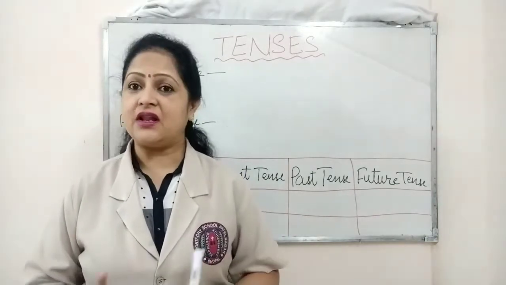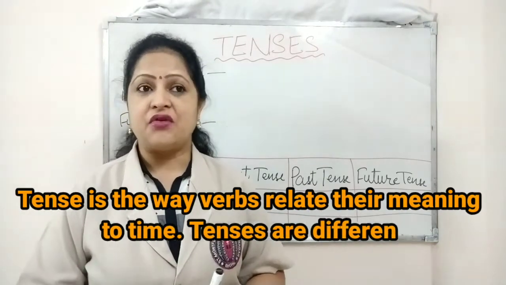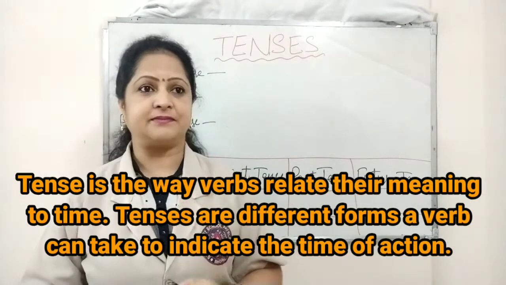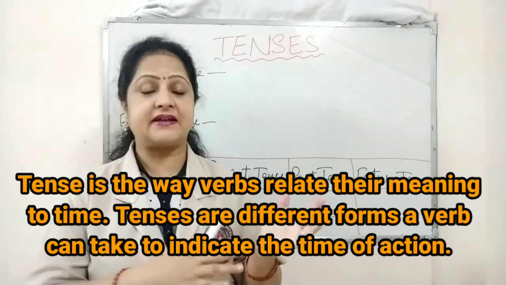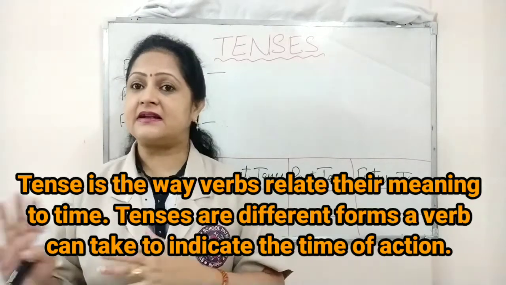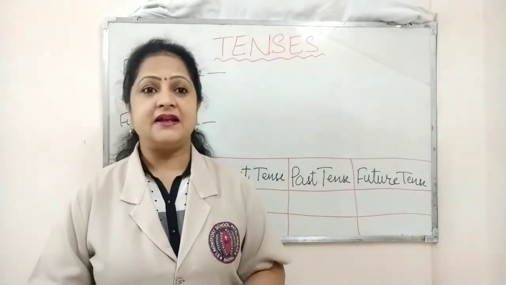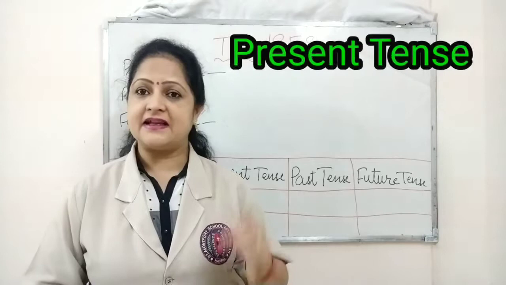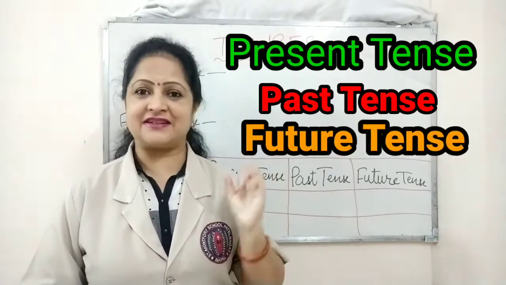So, first of all, what is tenses? Tenses is the way verbs relate their meanings to time. Tenses are different forms a verb can take to indicate the times of action. There are mainly three types of tenses in English, that is present tense, past tense and future tense.